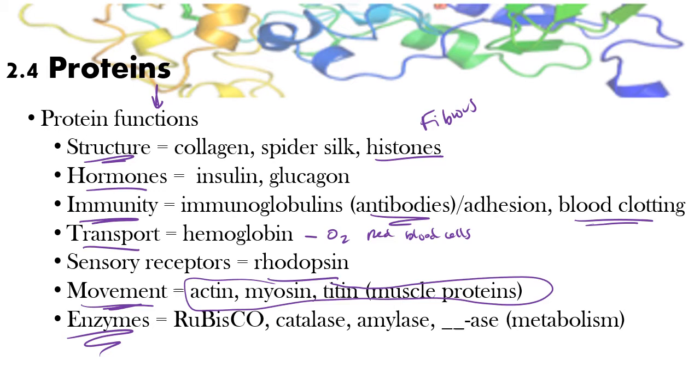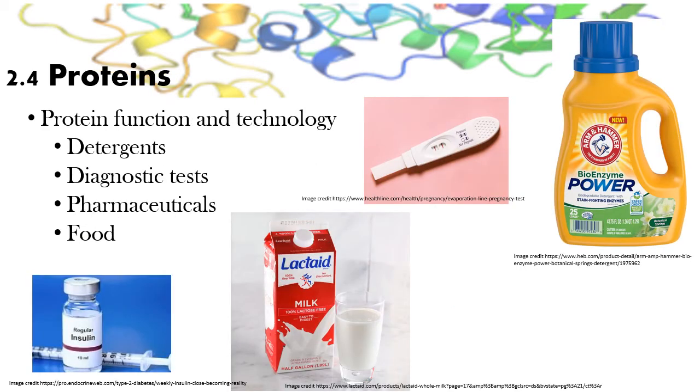Rubisco, catalase, amylase. Basically, if it ends in "ase," it's going to be an enzyme, and its job will be metabolism, either catabolism or anabolism. Proteins are also involved in lots of technology, which is super cool. So we put enzymes into our detergents, and these enzymes will digest dirt on our clothes.